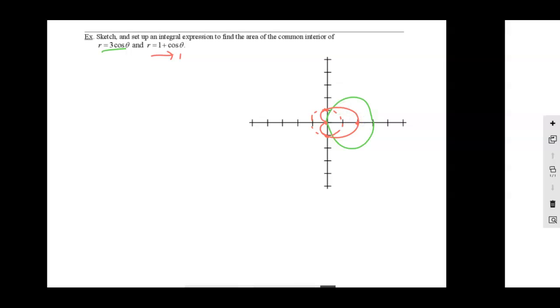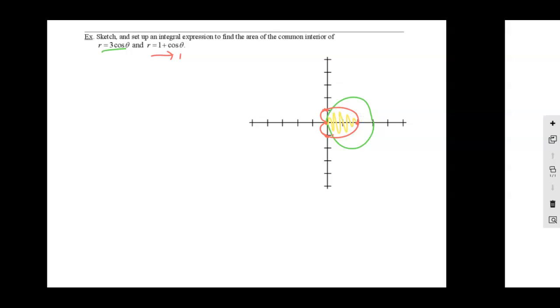Let me see if I can get rid of those extra dotted lines because they're kind of annoying. There we go. Come on. Here we go. There we go. And we want the common interior. That means inside of both. So we have this, right? We have all of this region.